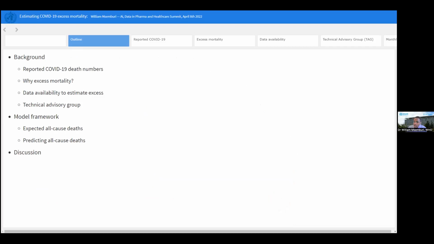And then we'll get into the nuts and bolts, the model framework that we're using to estimate the full impact, which has two components, an expected deaths component and a predicted deaths component. And then we'll have a very brief discussion afterwards.